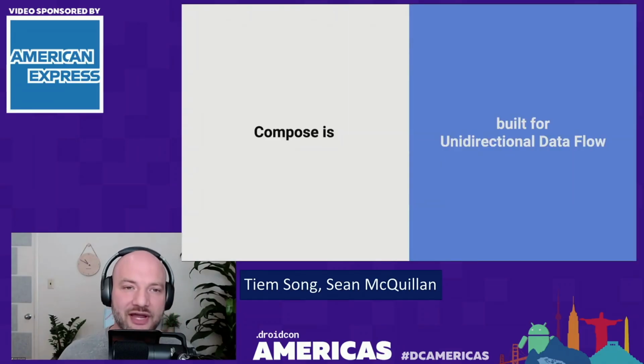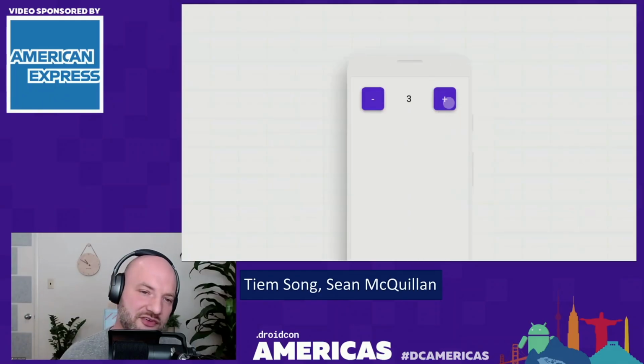The big idea of Compose is that Compose is built for unidirectional data flow. This is a big abstract construct, and if you haven't used it extensively, it might be a little bit scary. So before I define it, I want to walk into what unidirectional data flow is. To do that, I'm going to zoom in on just the buttons and the text that Tim was showing in his example. Here I have the minus button and the plus button and the text that displays the quantity.